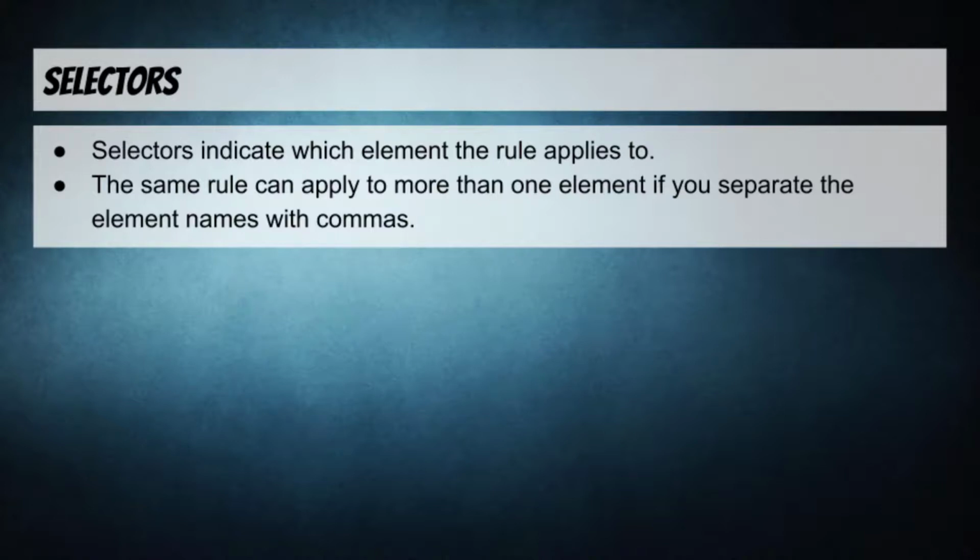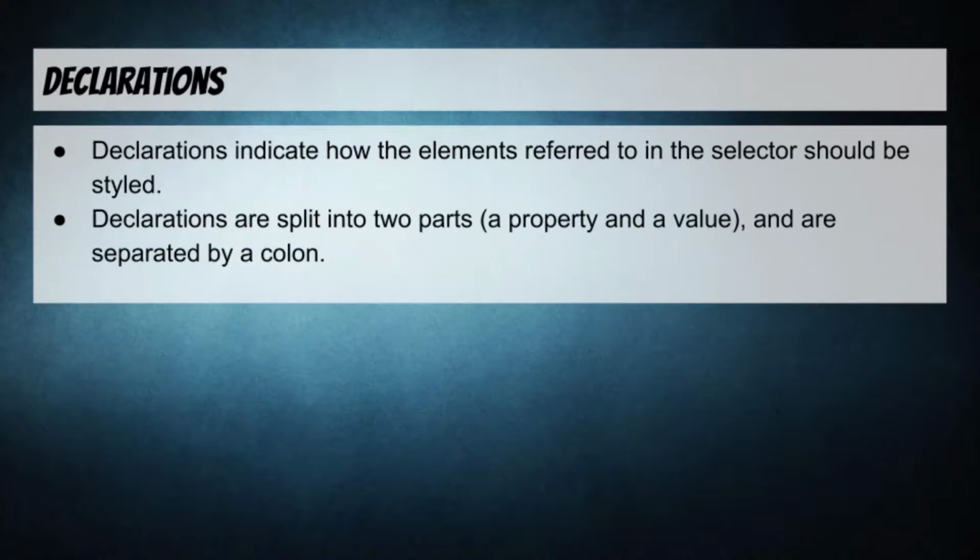So what are selectors? Selectors indicate which element the rule applies to, and the same rule can apply to more than one element if we separate the element names with commas. If you want to apply the same rule to a paragraph and an H1 tag, you would say P, comma, H1. But these are declarations, and declarations indicate how the elements referred to in the selector should be styled.